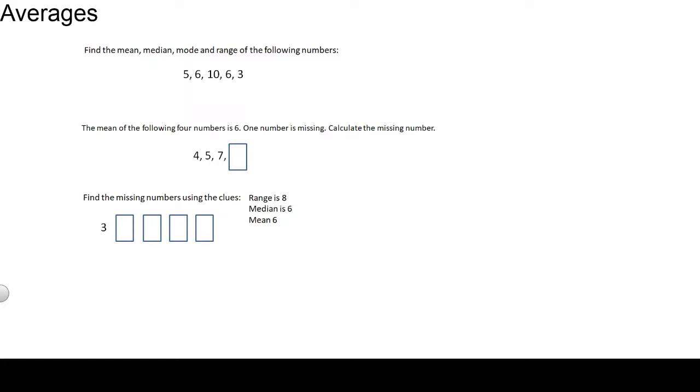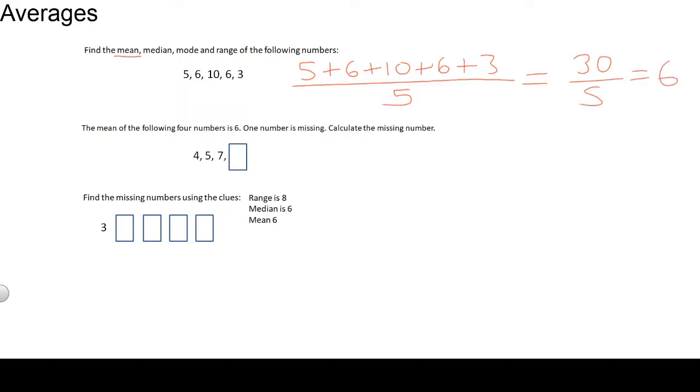Right, to find the mean, you need to add up all the numbers that we have here, and then divide by the number of numbers. I've got 5 numbers in my list, so divide by 5. That's 30 on the numerator divided by 5. 30 divided by 5 is 6, so the mean is 6.